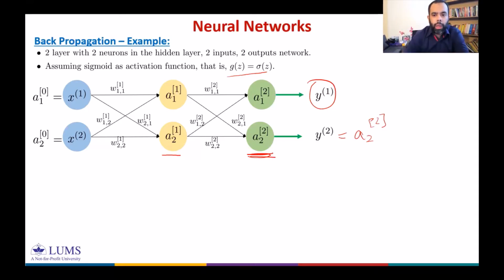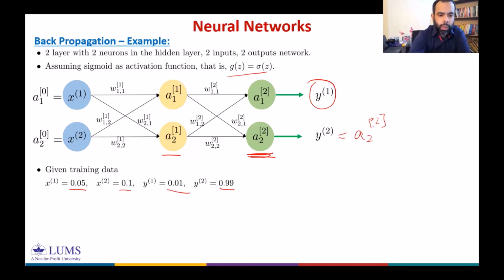Okay, we assume that we are given some training data. We're given, let's say, one point. So the input is 0.05 and 0.1. We have two inputs. For the output, we get 0.01 and 0.99. So these are the given outputs, or the labels, the true values for these inputs.